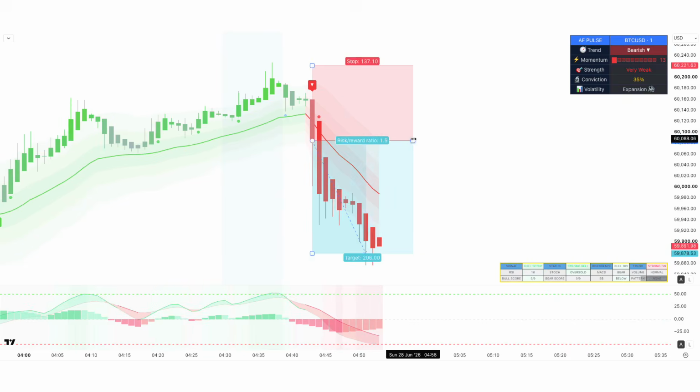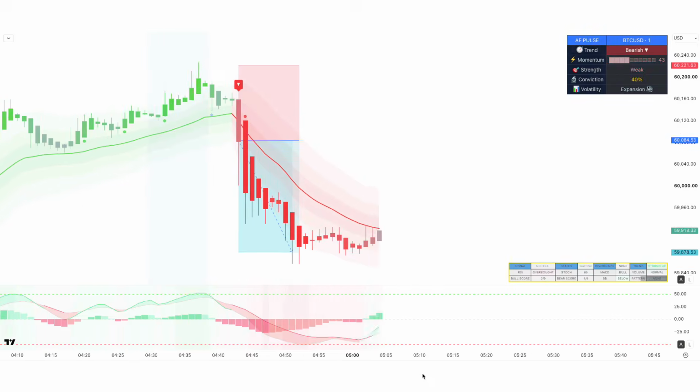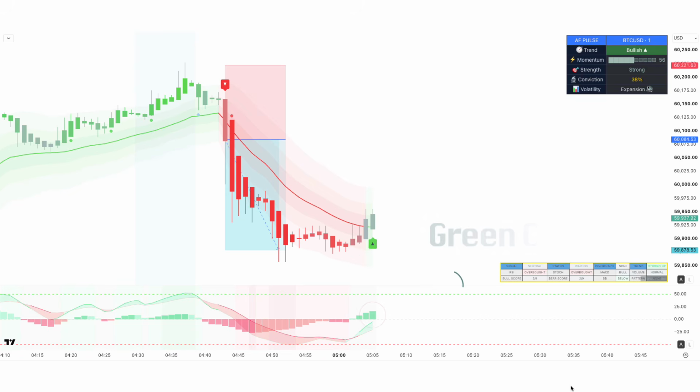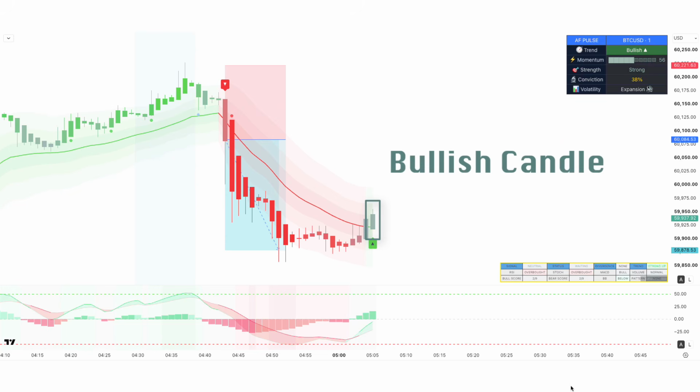The market has completely hit the target. Let us now understand the long position. When the Algo Forex Pulse Momentum label is up, this is a buy signal. The green columns of Market Zone Analyzer should be above the zero line. The market forms a bullish candle.